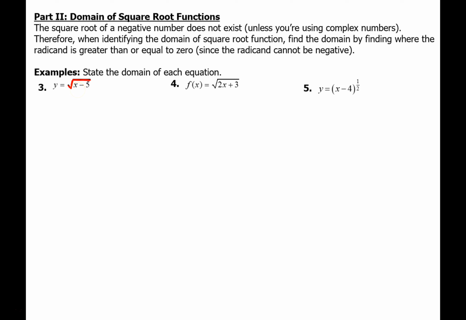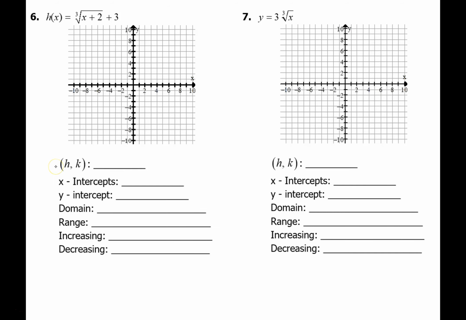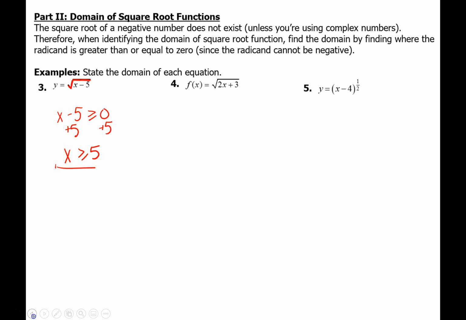So here's how we do that. If we take the radicand, x minus 5, and say this has to be greater than or equal to 0, because it can equal 0 or it can be bigger, but we cannot have a negative number inside of the radicand. Then if we solve this for x by adding 5 to both sides, we get that x is greater than or equal to 5. And that is the domain. It's saying that the x values are all going to be from 5 to positive infinity.